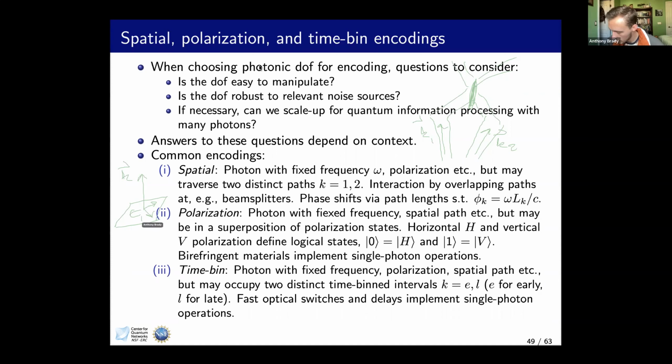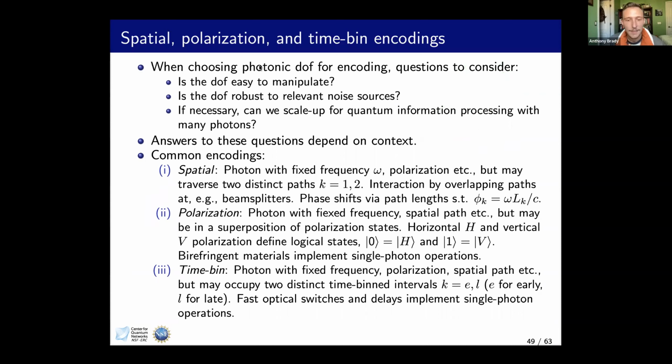Common ones are the so-called horizontal polarization and vertical polarization. These are two orthogonal polarizations for the photon. And you define logical states as being in one polarization mode or the other. And you implement single photon operations with these so-called birefringent materials that treat one polarization differently than they do the other one. So you do rotations and such with these birefringent materials.